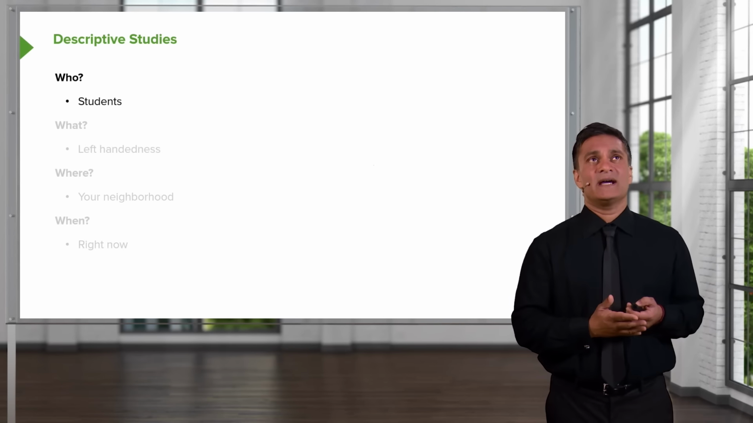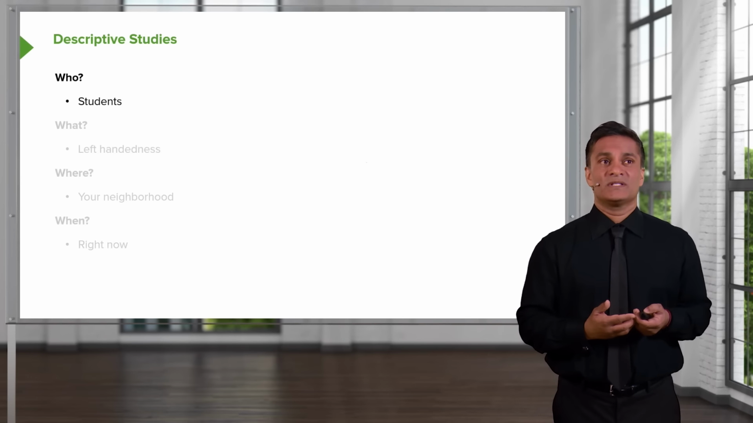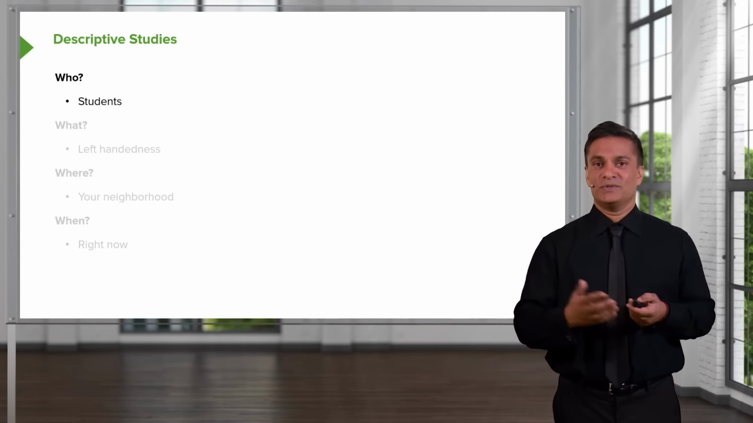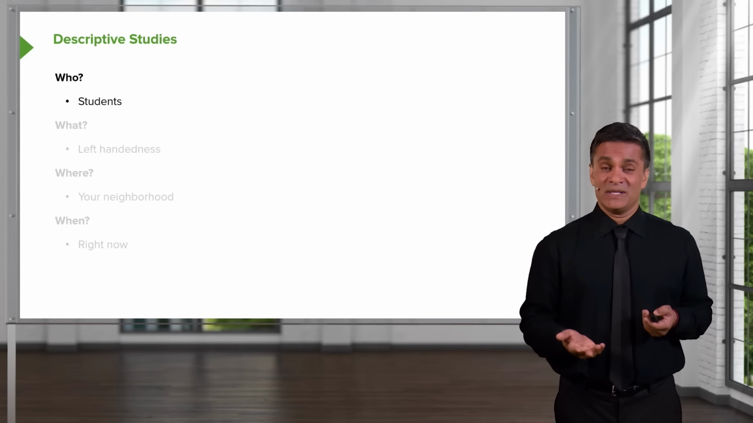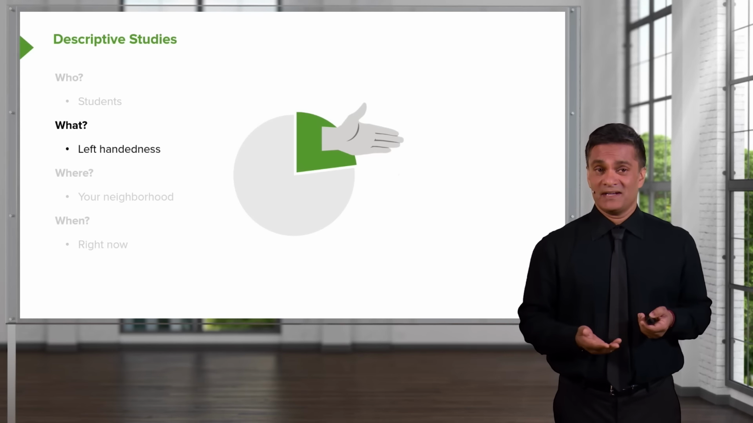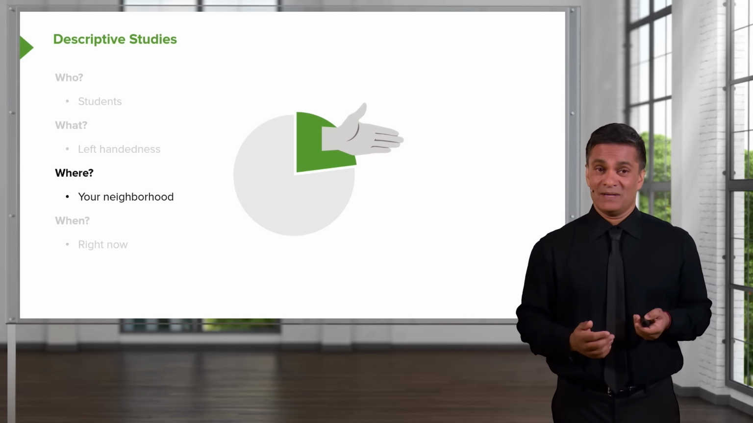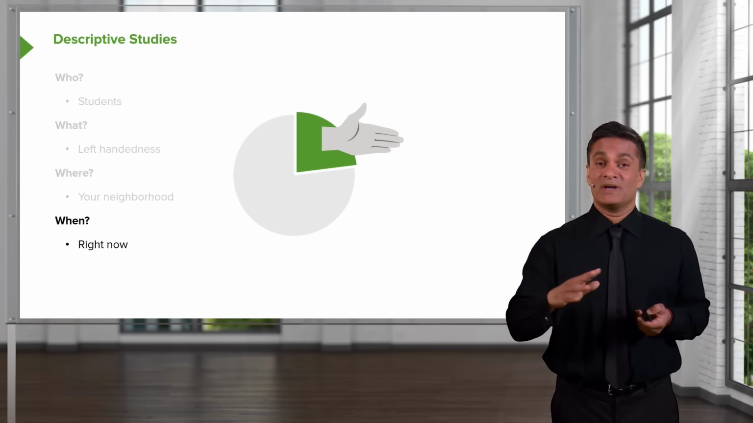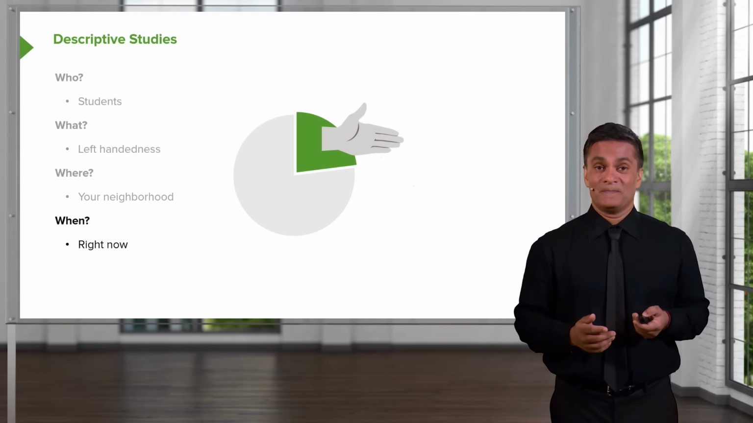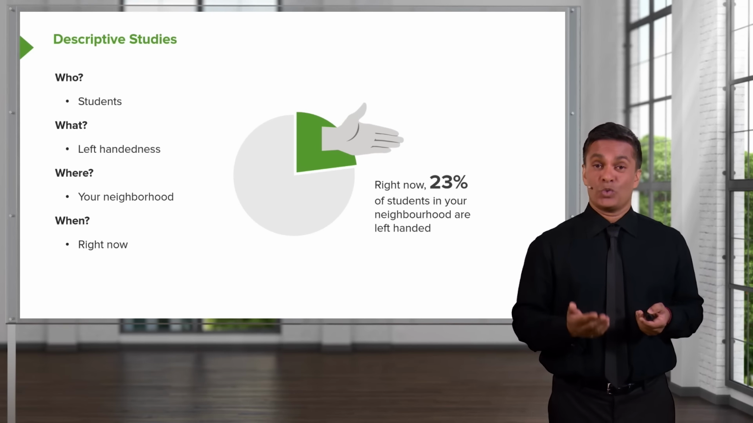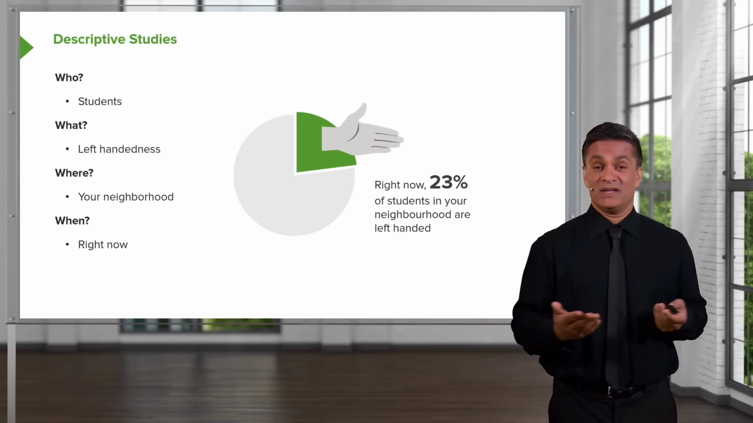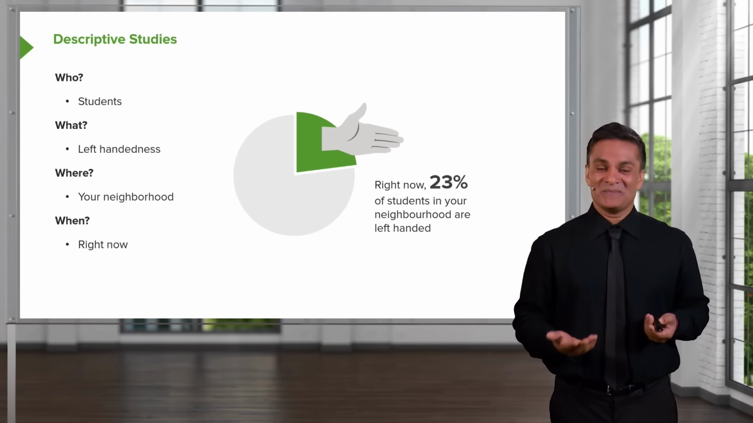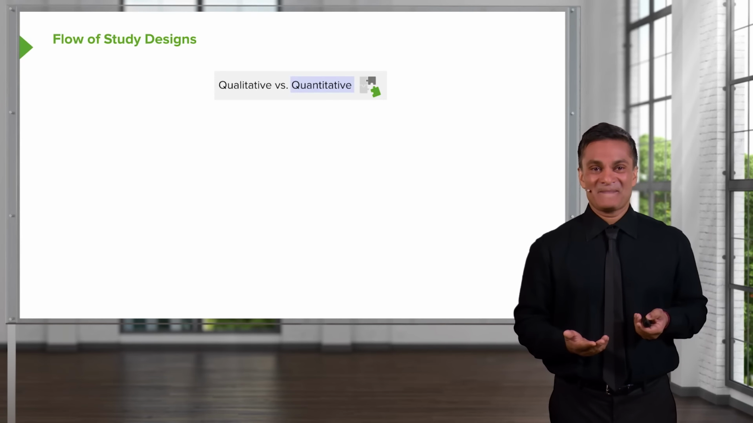Let's decide that we're going to investigate the prevalence of left-handedness among students in your neighborhood. Who are we dealing with? Students. What? Left-handedness. Where? The place where you live, your neighborhood. And when? Right now. We care about measuring this prevalence, this distribution right now. And so the thing that I'm measuring, the thing that I'm ascertaining is right now, 23% of students in your neighborhood are left-handed. That's a very simple and relatively useless observation, but a good description of descriptive epidemiology.